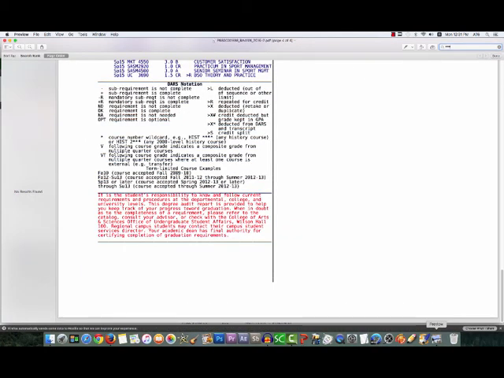Some common symbols are R, indicating you have repeated the course for credit, and X, indicating you have retaken a course and the course was deducted from your cumulative GPA when you took the same course again. Many students choose to do this to improve their GPA.